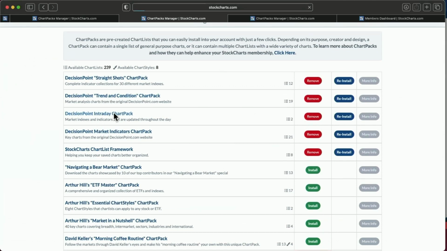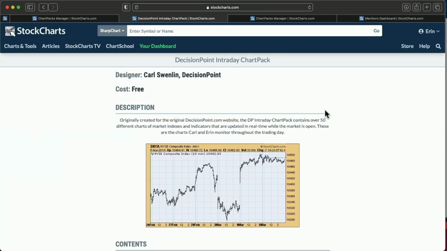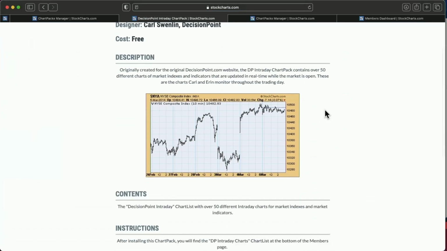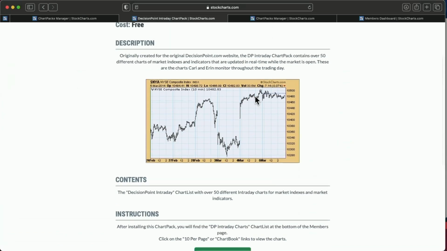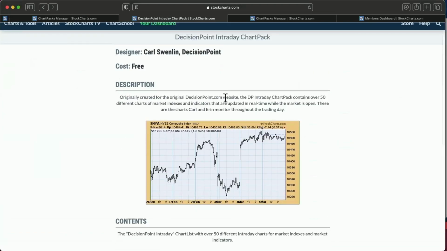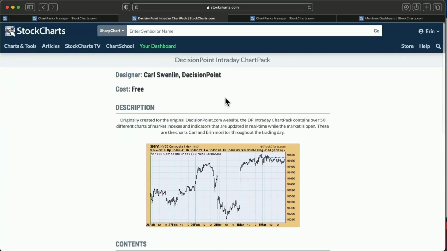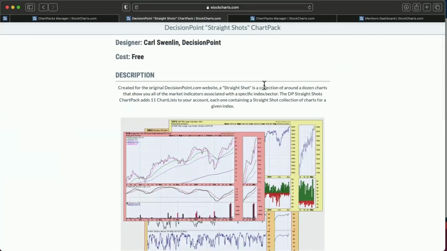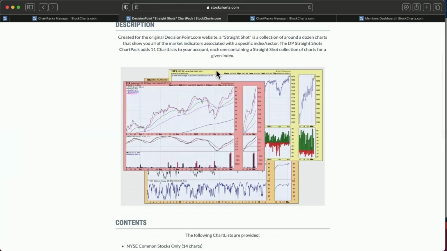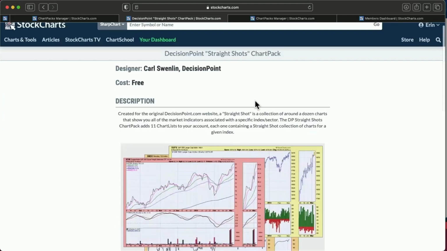The intraday chart pack is one that I use fairly frequently. It's really set up so that you have all of the intraday charts for pretty much all of the market indexes and sectors. It's very easy to download, and then you can just click through all those intraday charts, and that works out pretty well. These others, the straight shots, like I said, this particular chart pack is going to allow you to pick an index and then get a straight shot, go right through and see all of the important indicators for that particular index. So I think that this one is very important.